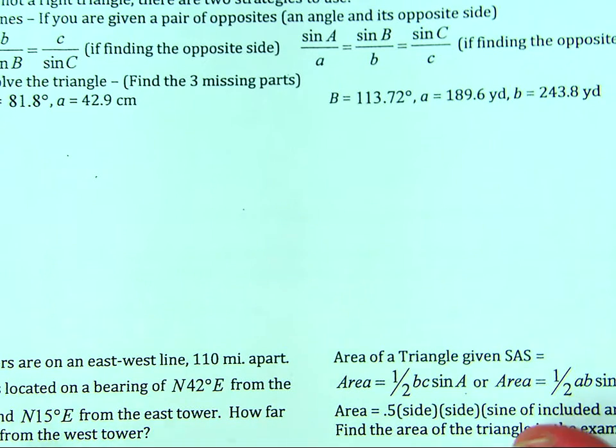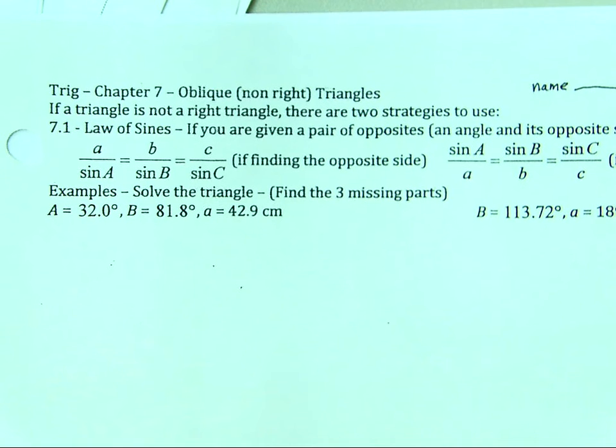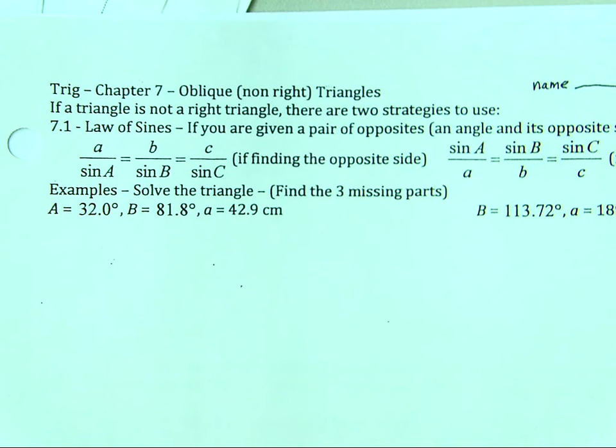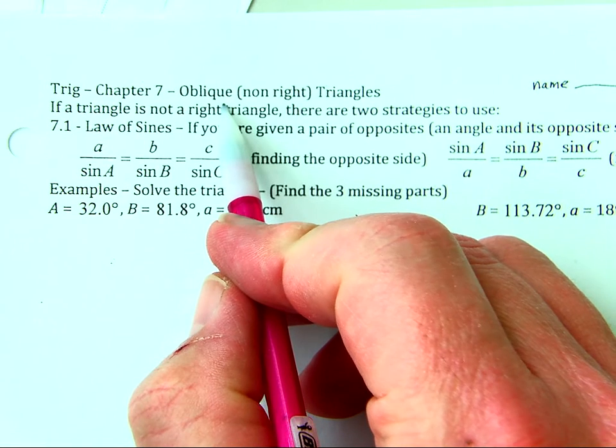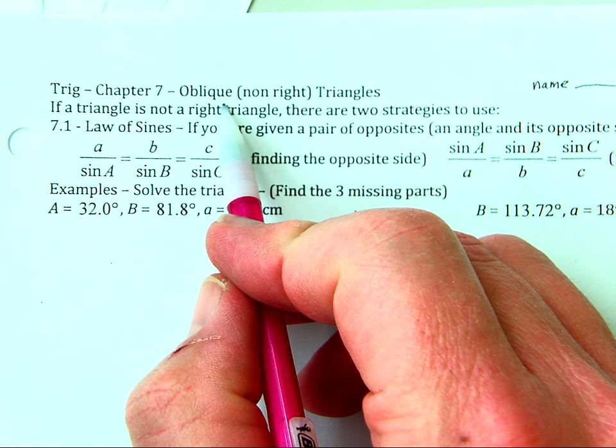Okay, this section is starting on 7.1. Now, so far everything we've done has been right triangles. Well, obviously not all triangles are right triangles. So now we're going to work what you can do if they're not right triangles. Now, if they're not right triangles, they're called oblique triangles. That's just the name for them.